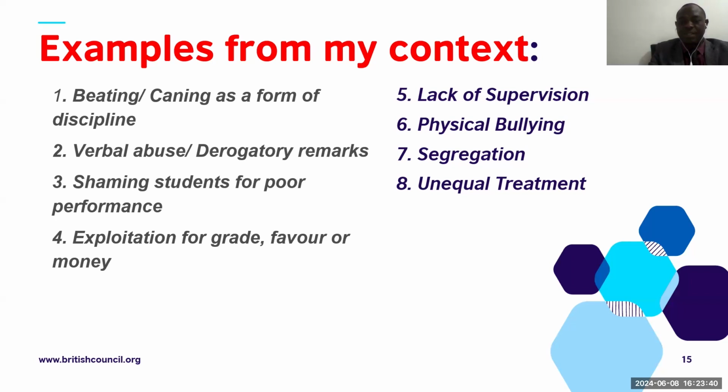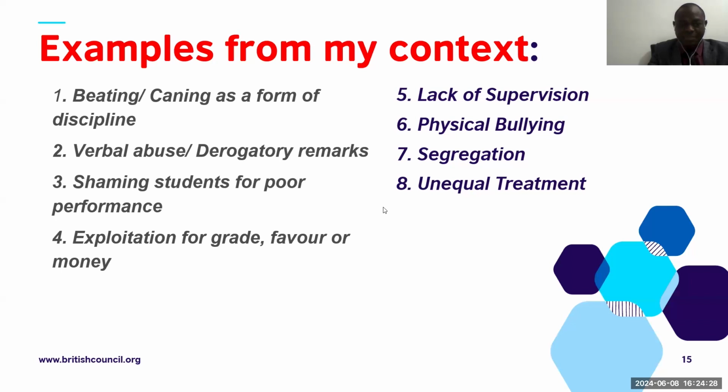Then there's segregation. Every child should be included in education. Segregation will result in child abuse. When you segregate the high flyers, you separate them and deal with them separately. As a teacher, you're teaching in class and asking questions, and you always direct your questions to the high flyers, and the average students and the struggling students are neglected. You separate them. That is abuse. Then we have unequal treatment. Students are to be treated equally. So in my own context, these are some of the examples of child abuse.